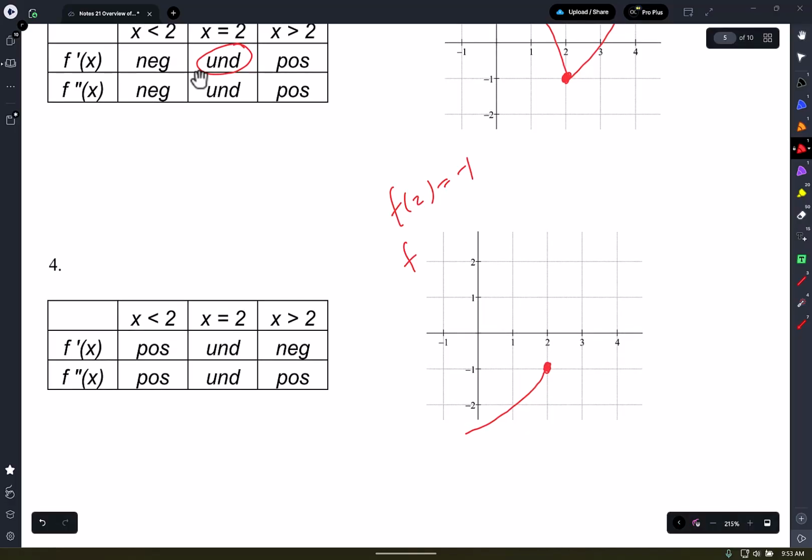To the right of 2, the derivative is negative, second derivative is positive. So I am decreasing, concave up. It looks like a bird. Well, let me not put the arrowhead so it looks like a bird.